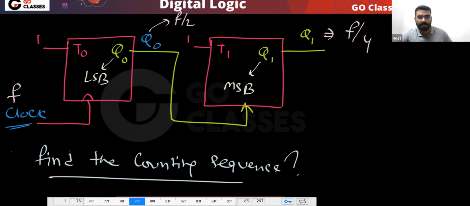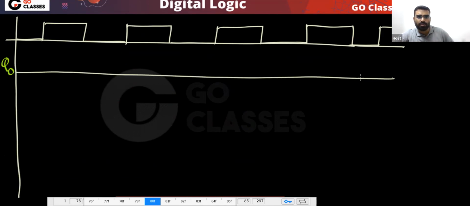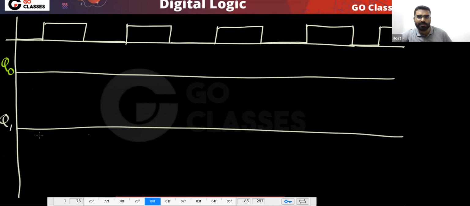Now what will happen? What will be the waveform for Q0? Let's assume initially both Q0 and Q1 are 0, 0. Initially I am assuming that both are 0, 0. Now you can notice both the flip-flops are positive edge triggered.